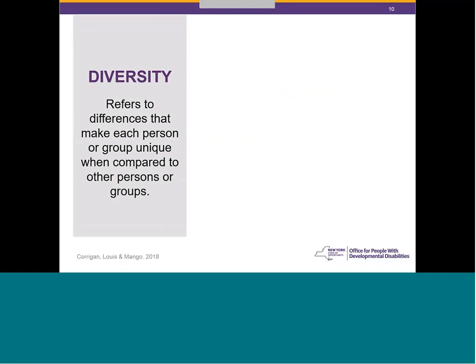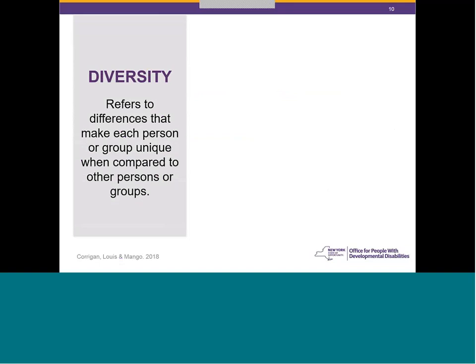We should all have an awareness of the history that contributes to certain behaviors, whether working with Native Americans, Blacks, Whites, Latinos, LGBT, etc. We have to be aware of their unique experiences. And this is why educating ourselves and educating others on diversity is so important to the work we do. Diversity refers to differences that make each person or group unique when compared to other persons or groups.